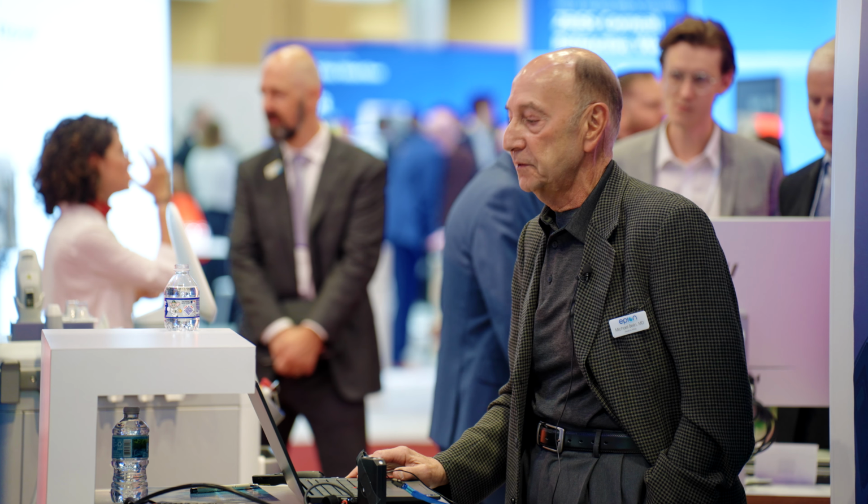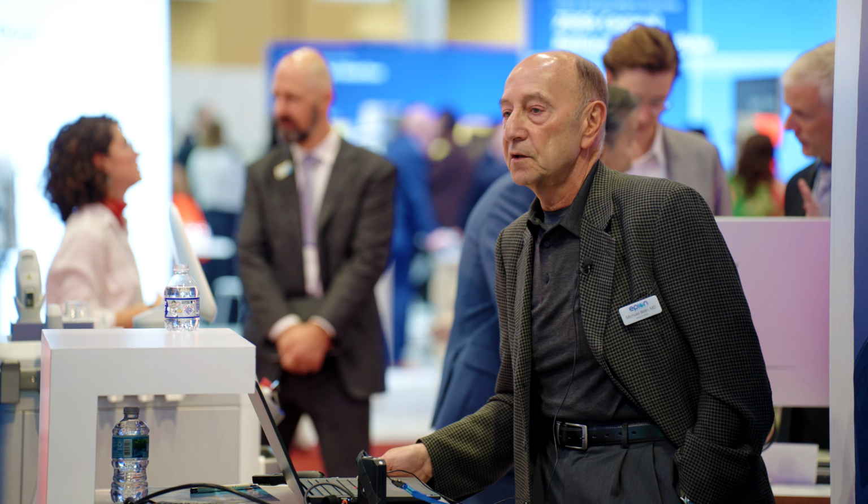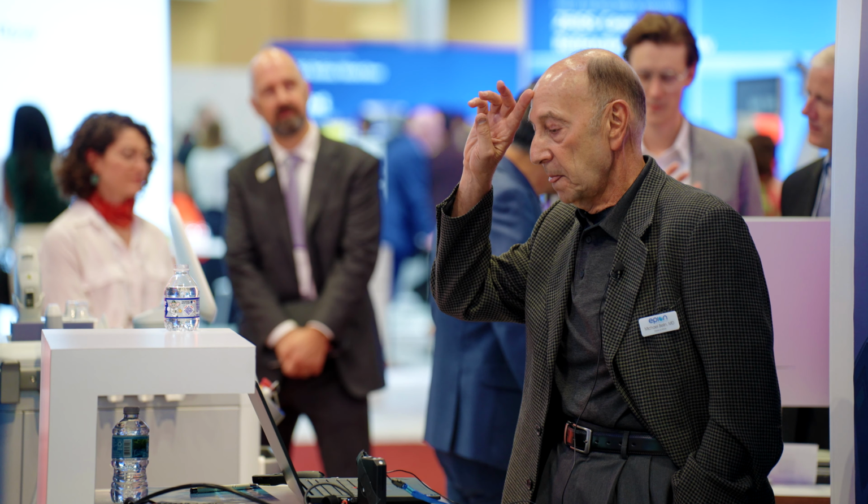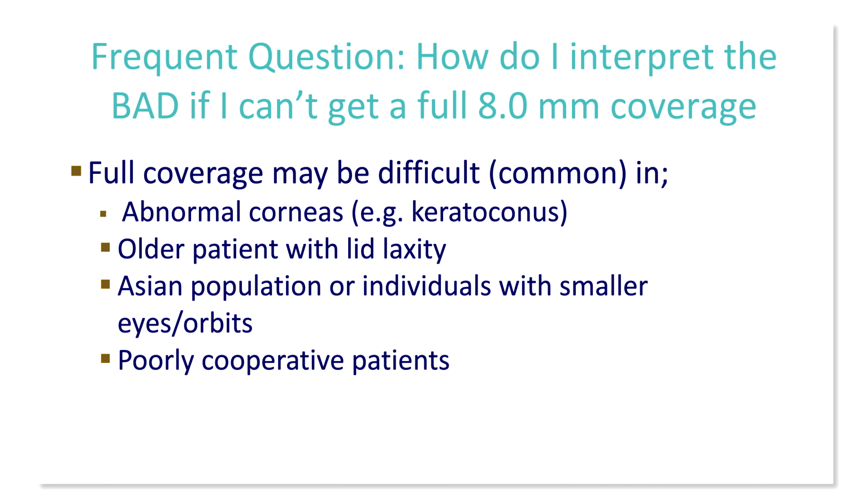So I want to go over a couple of questions I often get about the display in general. So I think we were talking about this earlier. First frequent question, how do I interpret the BAD if I can't get a full 8 millimeters coverage? Okay, and full coverage may be difficult or sometimes even common in abnormal corneas like advanced keratoconus, in elderly patients with lid laxity, in Asian population with individuals with smaller eyelids, and in poorly cooperative patients.